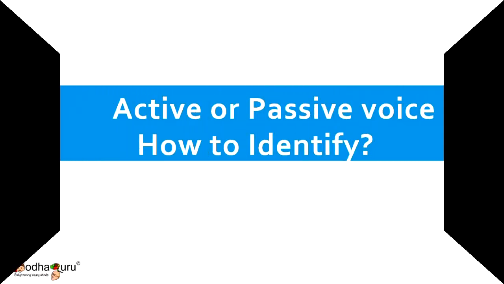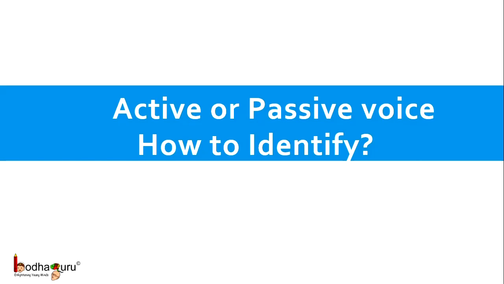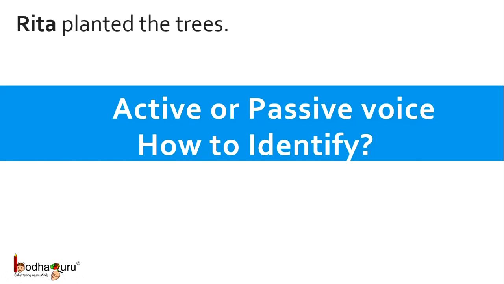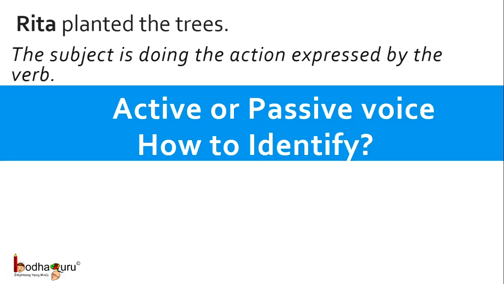Now that you understand active and passive voice, let's understand how to identify them. Rita planted the trees. What is the subject in this case? It is Rita. And the action being done is planting of the trees. In this case, the action is done by the subject and she is planting the trees. And this is active voice. Why? Because the subject is active and doing the action.